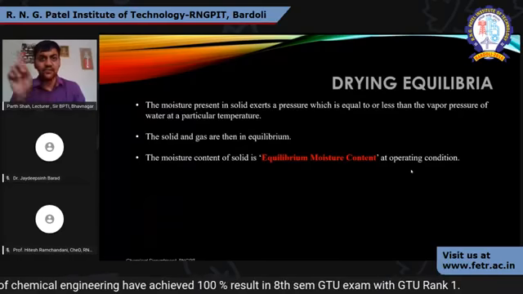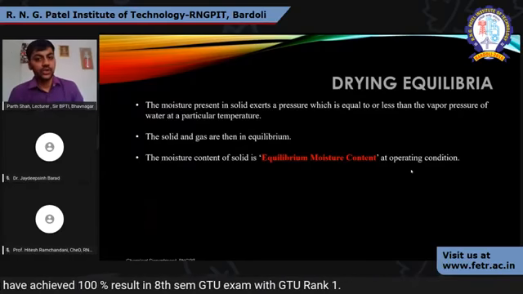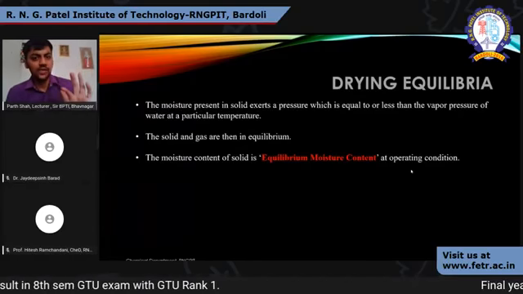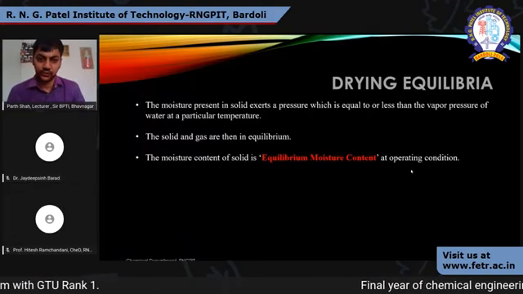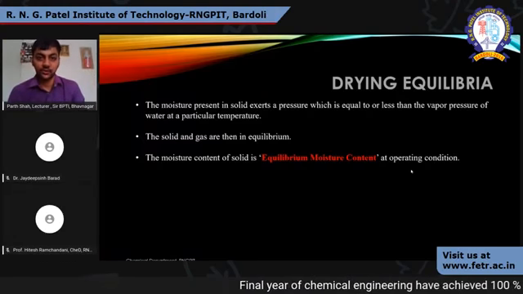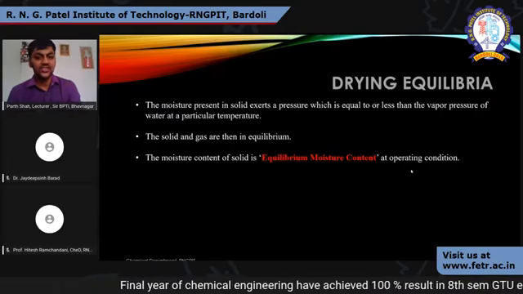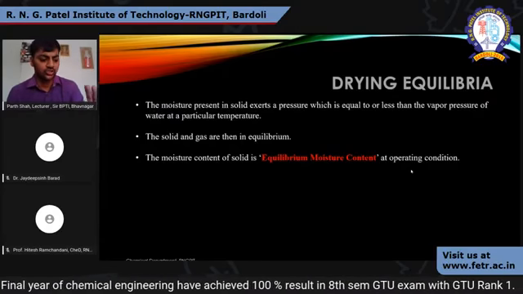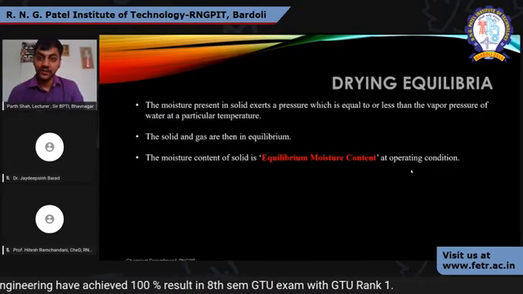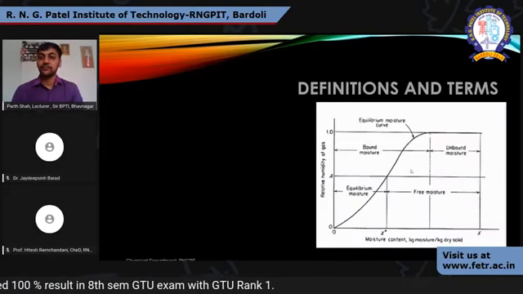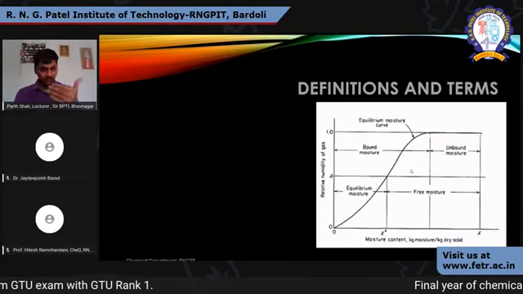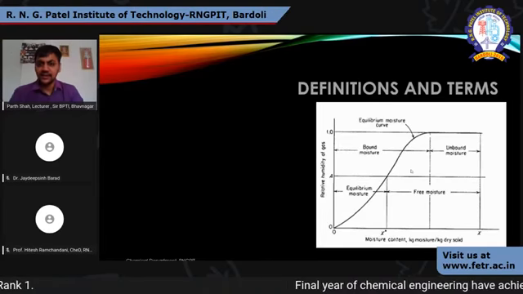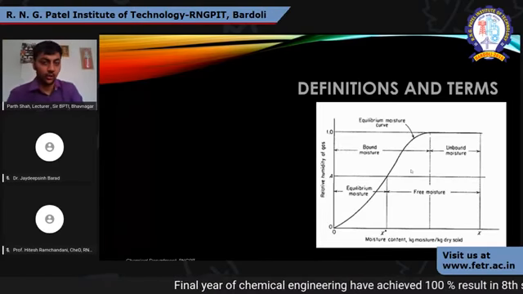Up till there drying will occur, right? So see, equilibrium is the end point of any mass transfer operation. So we can reach up to equilibrium moisture content only, right? So this is the thing. Okay, now there are some more definitions, like this is the moisture curve.